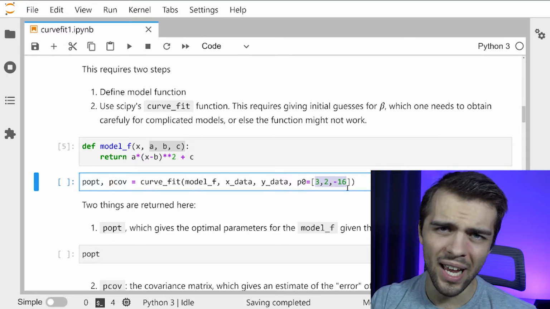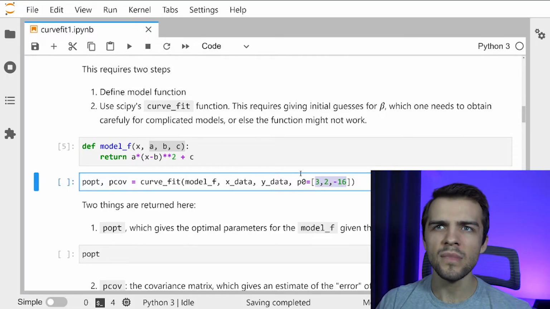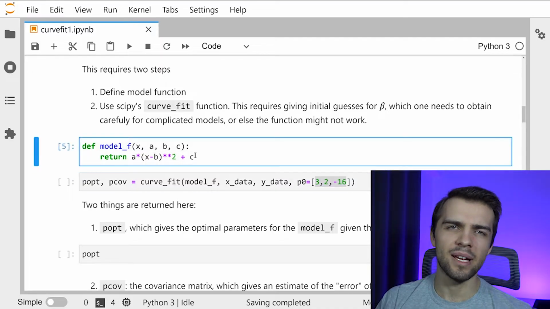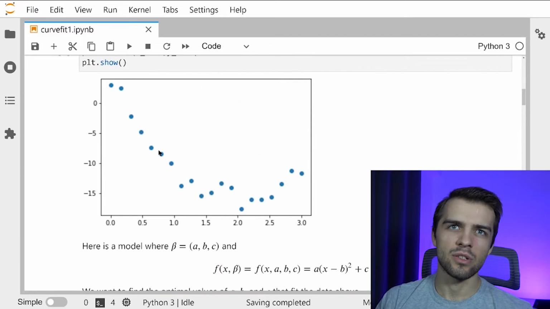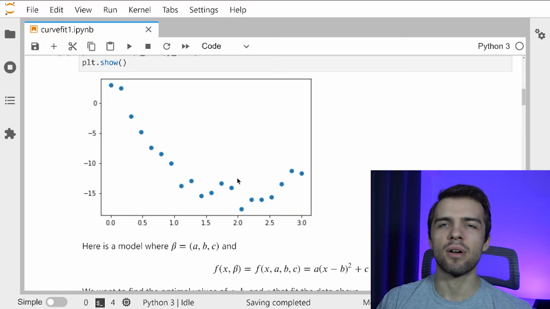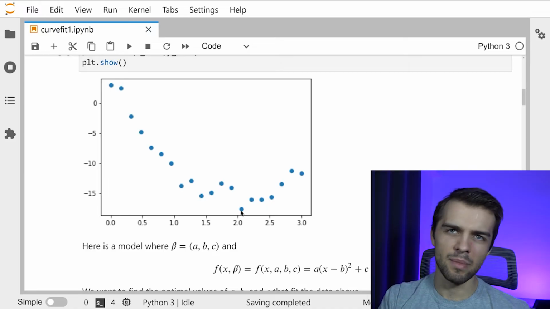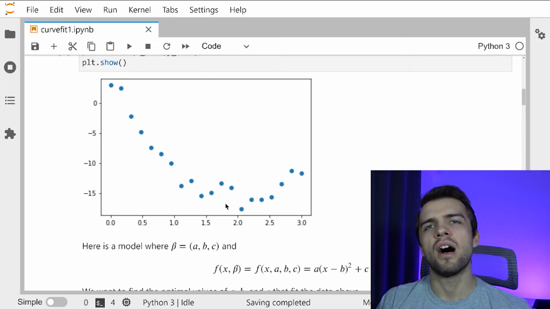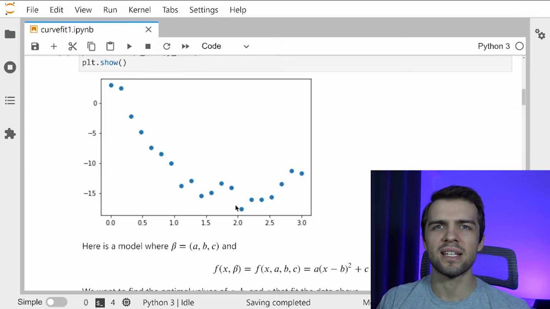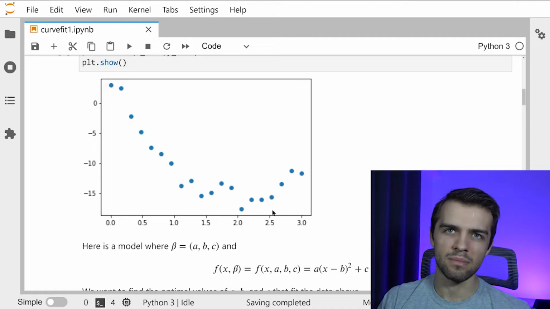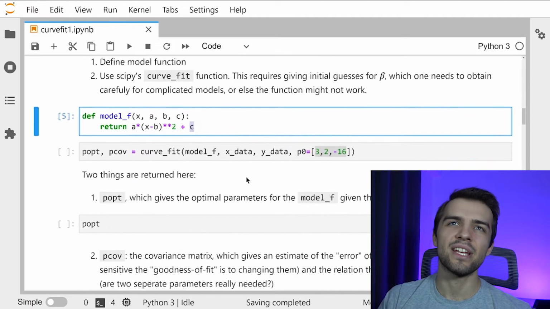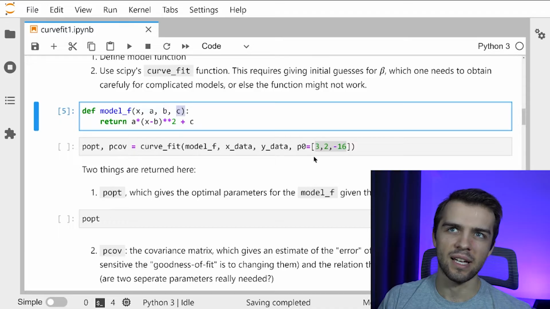And you might think, where the heck did you get those guesses from? Well, starting with c, c is the value at the minimum of this function. When x equals b, the value of this function is c. So the minimum is right here, approximately. So you can see when x is about equal to 2, I would guess that's where the minimum is for this function. The value of this is around minus 16. So that's why I guessed 2 and minus 16 for initial guesses for b and c, and they come second and third.